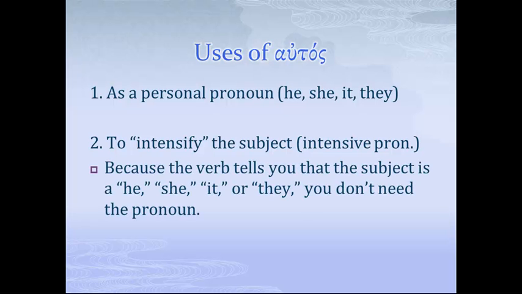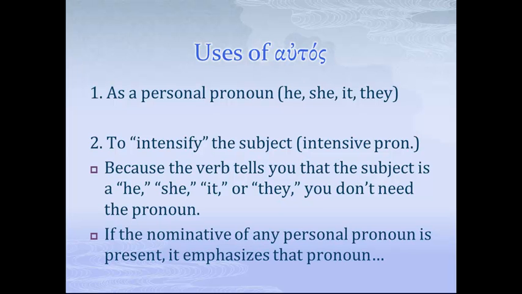Because the verb tells you that the subject is a he, she, it, or they, you don't actually need a personal pronoun. And that goes not just for the he personal pronoun, but for the you personal pronoun su, and for the I, ego. We don't need that because the verb tells you that the subject is an I, or a you, or a he, or a she. So when the nominative of any personal pronoun is present, it tends to emphasize that pronoun.